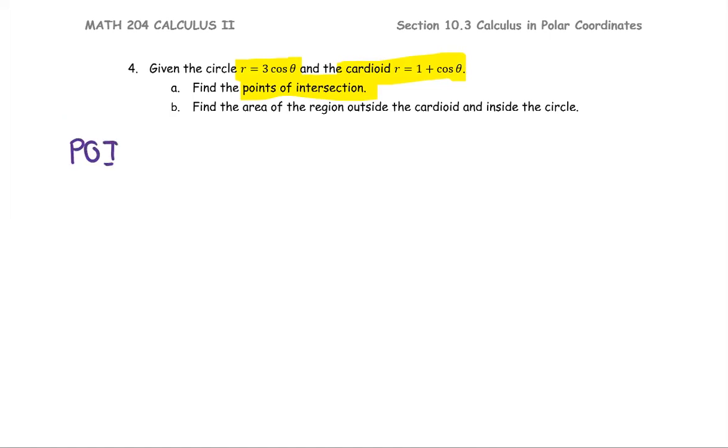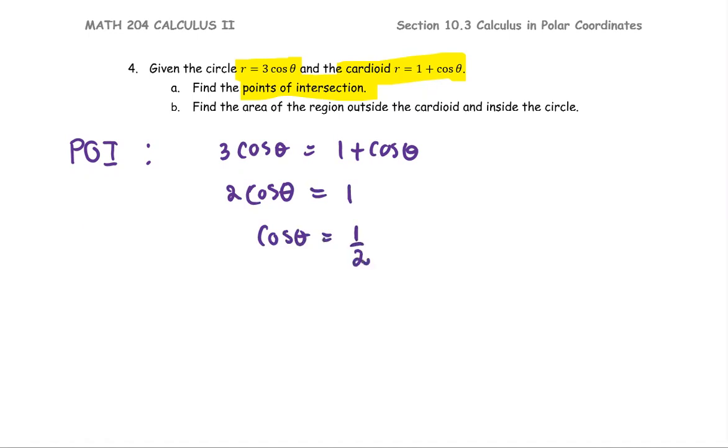Find the point of intersection by equating both r's together. So POI, or the point of intersection, equate those two r. So 3 cosine theta equals 1 plus cosine theta. Simplify, subtracting cosine theta from both sides, we get 2 times cosine theta equals 1, or cosine theta equals 1 over 2.